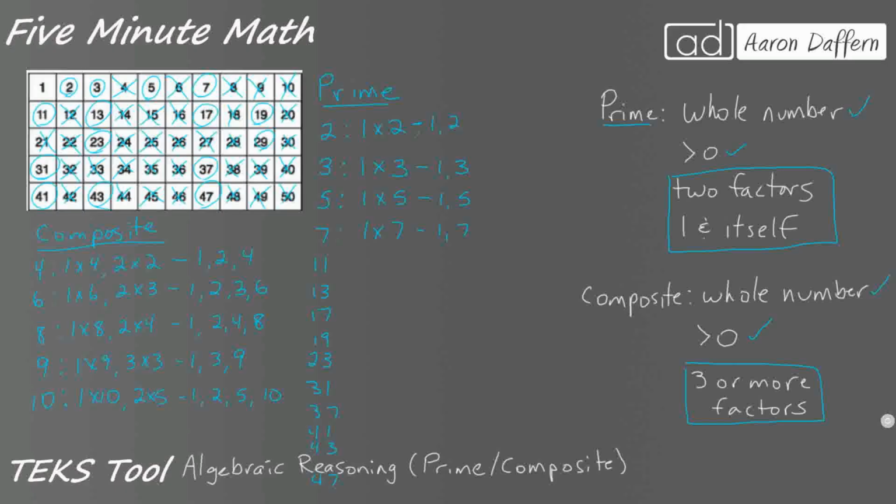And guess what is not included? We're not including 1 because 1 only has one factor. So a prime needs to have two factors, 1 and itself. So 1 is just not either prime or composite.